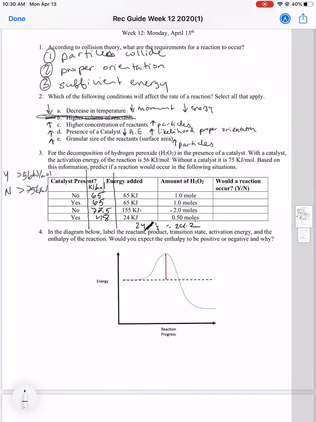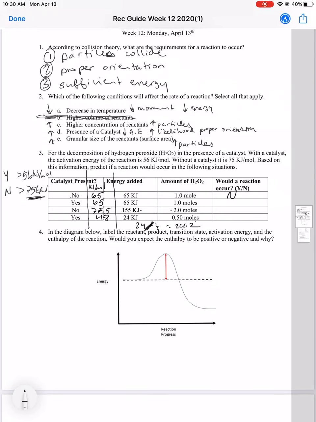Now we're going to go through these and see whether a reaction would occur. There's no catalyst present, so that means there needs to be at least 75 kilojoules per mole of energy. We only have 65, so a reaction isn't going to occur there.